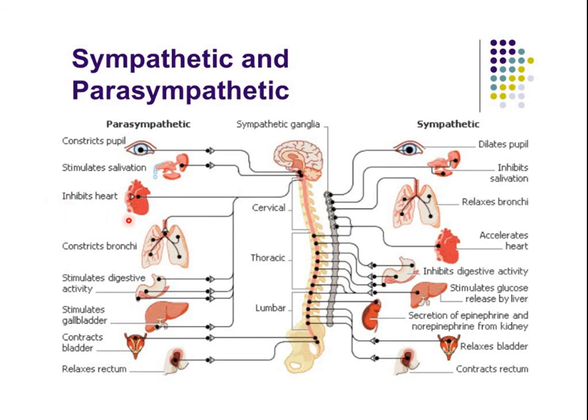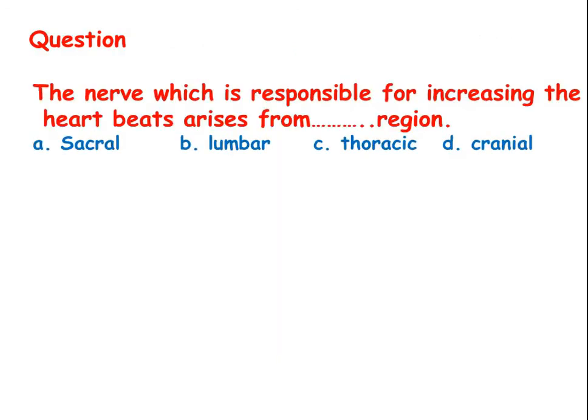Decreasing the heartbeats, stimulates the digestive system. You're going to eat. Contract the urinary bladder to expel the urine out of the body. Stimulate saliva. You are going to eat again, and so on. Okay. Now, can you answer this question? The nerve which is responsible for increasing the heartbeats arises from which region?